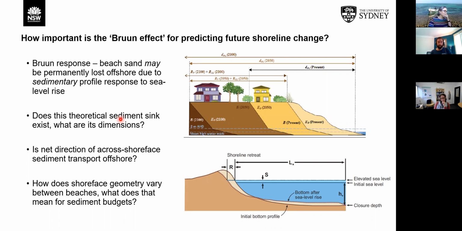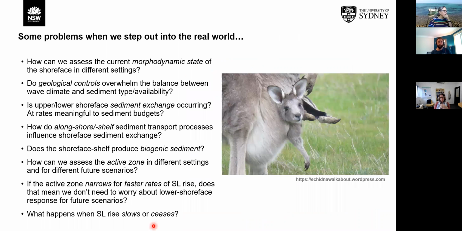So some questions here: does the theoretical shore face sink exist? What are its dimensions? Is the net direction of cross-shore sediment transport offshore? And what will variation in the geometry of the shore face between sites mean for our sediment budgets at different sites and our modelling approaches? So a few problems. When we jump out of the cozy modelling pouch, where things are comfortable and controllable, into the real world, all of these other questions arise.